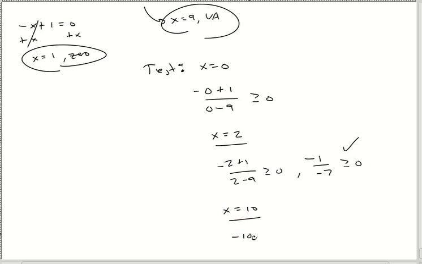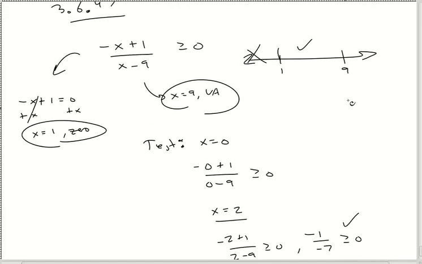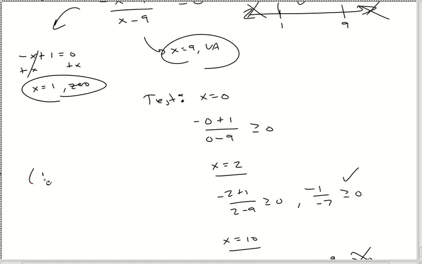And so I'm going to say negative 10 plus 1. 10 minus the 9. And so what I have here is a negative 9 over a positive 1. Is that greater than or equal to 0? No. Again, you can see the pattern. So this is my answer, and I'm going to say 1 to 9.